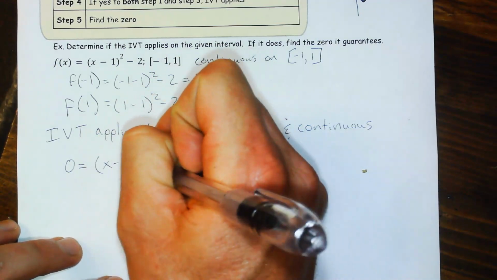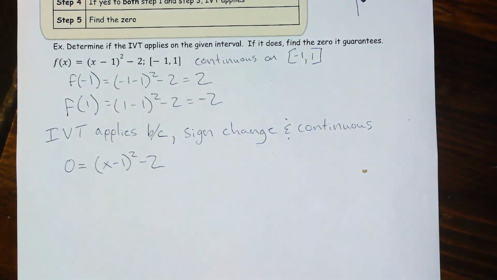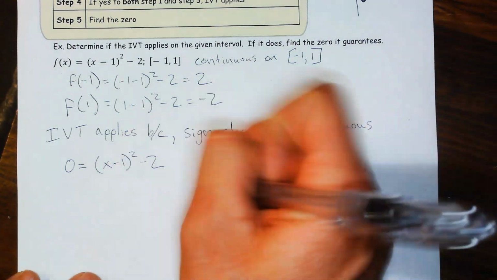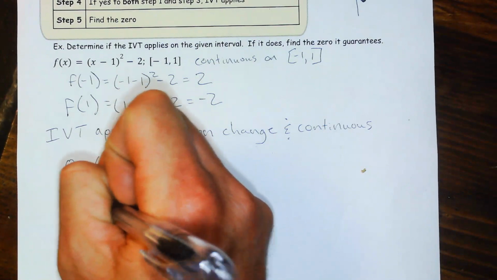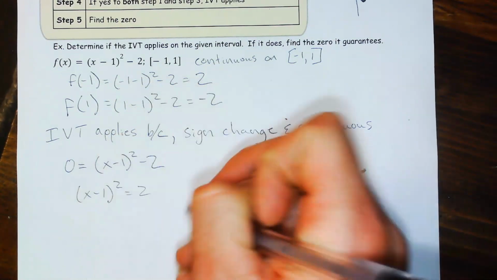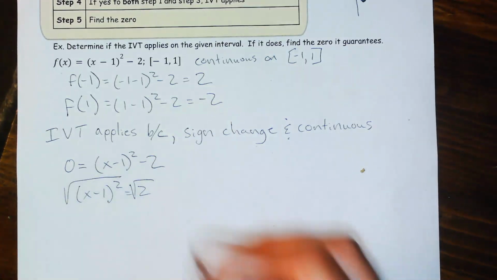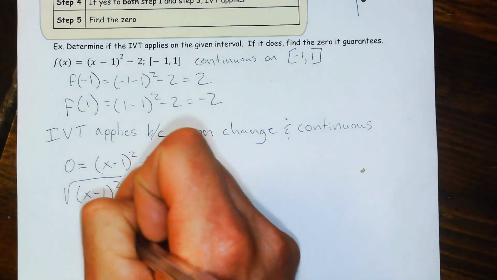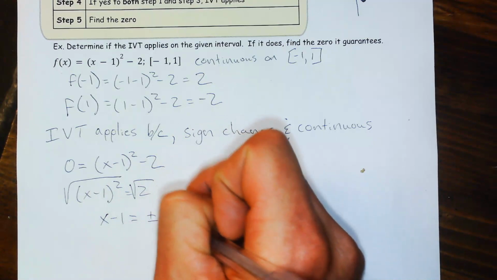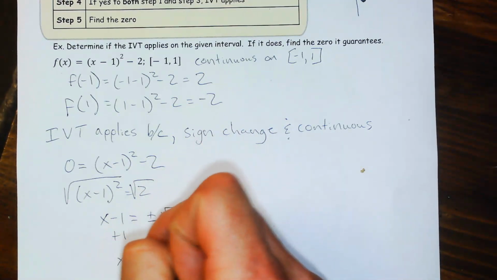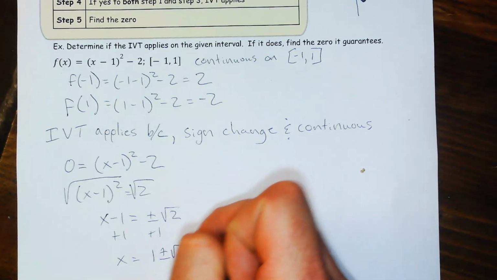Just as a quick reminder, the reason this works is solutions occur at the x-axis. The value of y, or f of x, at the x-axis is always 0. So with that being said, I'm going to add 2 to both sides. So that'll give me (x minus 1) squared equals 2. I'm going to square root both sides. Super important when you square root a function that you use plus or minus. So anytime you square root, this should be plus or minus the square root of 2. And then I'm going to add 1 to both sides. x equals 1 plus or minus the square root of 2.